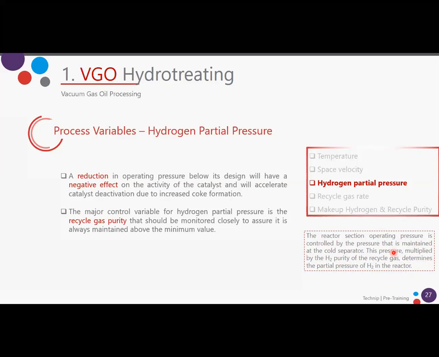Okay, so that's why they explain where to control the pressure of the section that is in the cold separator, and you will have the composition of the recycled gas, and you will multiply pressure by composition, and then you will get the hydrogen partial pressure. Okay.